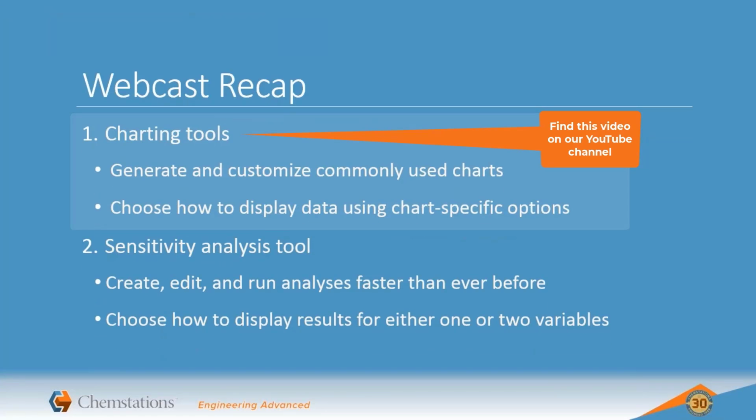So to recap, the webcast covered the new and enhanced features for charts and sensitivity available in the next version of CHEMCAD. In the first half, we showed how to find, generate, and customize charts using the available features in the contextual tab. In the second half, we showed how the changes to the user interface, the chart engine, and the calculation engine have allowed us to unleash the potential of our sensitivity analysis tool, making it easy to run and visualize complex analyses in a reasonable amount of time.